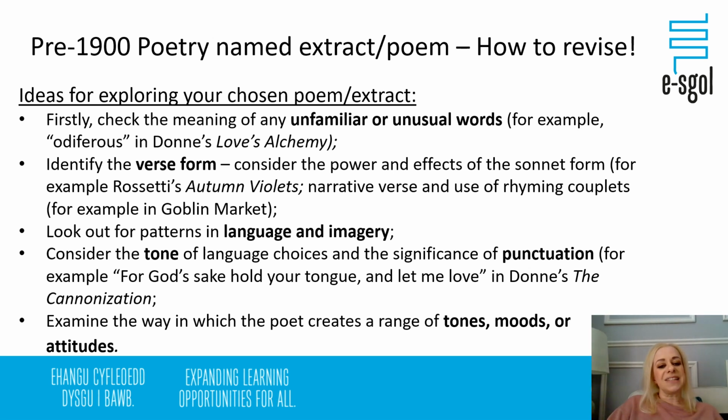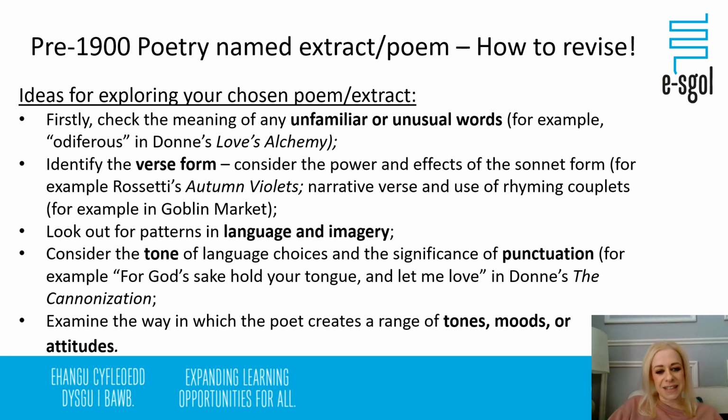Then in our poem, we identify the verse form. Consider the power and effects of the sonnet form, for example, Rossetti's Autumn Violets. Narrative verse, the use of rhyming couplets, for example, in Goblin Market. So let's identify the verse form of this poem.